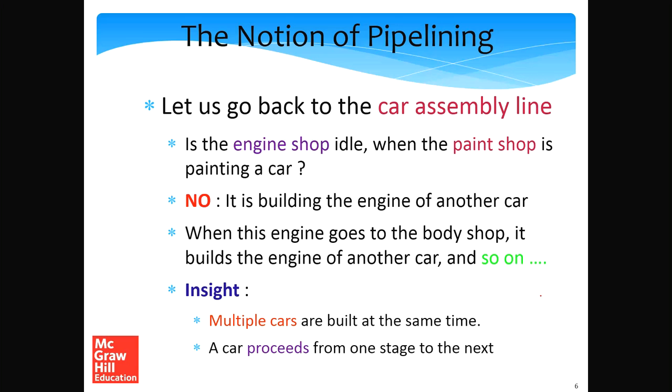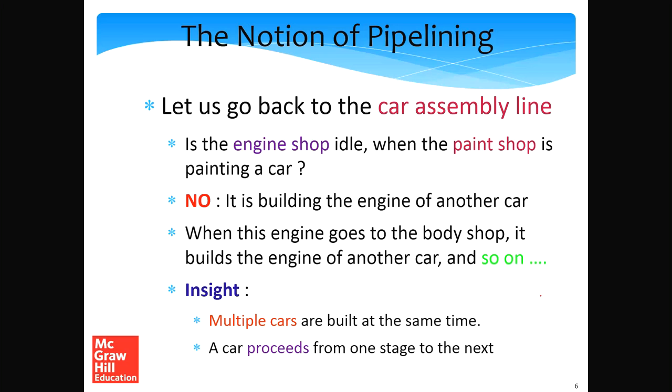Let's go back to our basic example, which is a car assembly line. The question is: is the engine shop idle when the paint shop is painting a car? Well, the answer is no. When we are painting one car, the people at the engine shop are essentially building the engine of another car. When this engine goes to the body shop, what does the engine shop do? It builds the engine of yet another car and so on. So the insight is that multiple cars are being built at the same time, and a half-built car proceeds from one stage to the next.